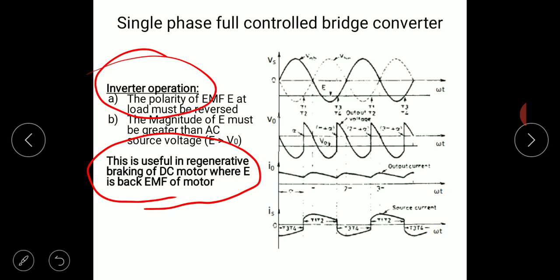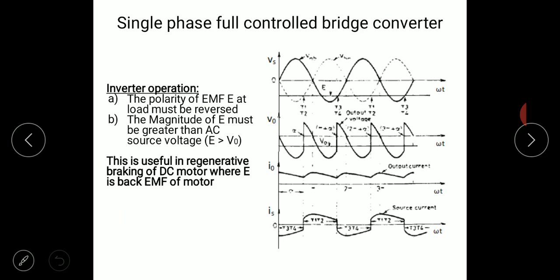So you have observed that single phase full control bridge converter can be used both as a converter, means as a rectifier as well as an inverter. Inverter here means the power flow will invert from DC side, that is load side, to AC side, that is supply side. Power will flow from DC to AC. That naturally happens in an inverter. In an inverter, the power flows from DC side to AC side.